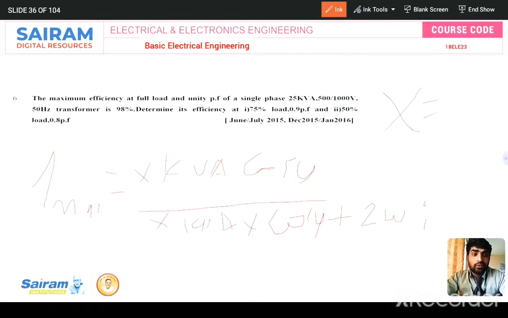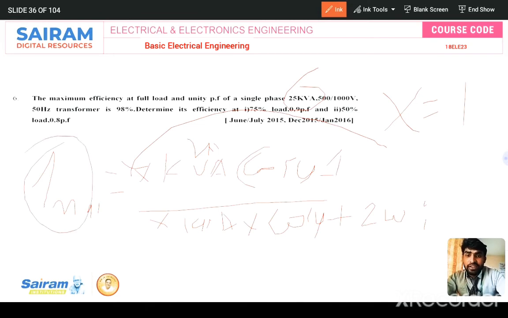I can take x is equal to 1. Just substitute x is equal to 1 over here. And the kVA they have given is 25 kVA, so 25 into 10 raised to 3 you should substitute. And cos phi is given, unity power factor, which is 1. Directly they have given the maximum efficiency as 98%.